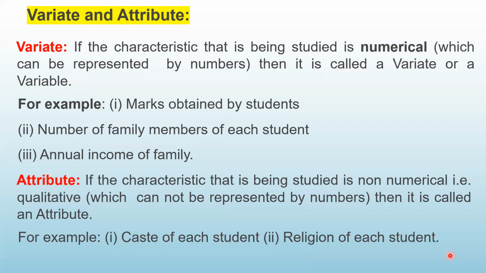Second is religion of each student. If I ask what is your religion, your answer will not be 1, 2, 3, etc. Your answer will be either Hindu, or Muslim, or Christian. So religion of a student is also an example of attribute. I hope you have understood these two terms, variate and attribute. Variate is something which can be written in the form of numbers. Attribute is something which cannot be written in the form of numbers. So these are the characteristics.